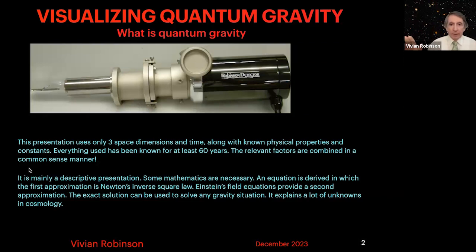From that maths, an equation is derived in which the first approximation is Newton's inverse square law. Einstein's field equations provide a second approximation. The exact solution can be used to solve any gravity situation. And it explains a lot of unknowns in cosmology.